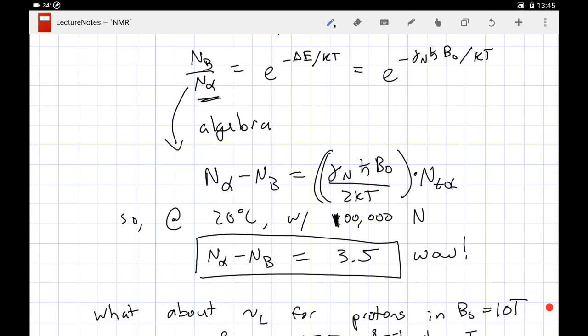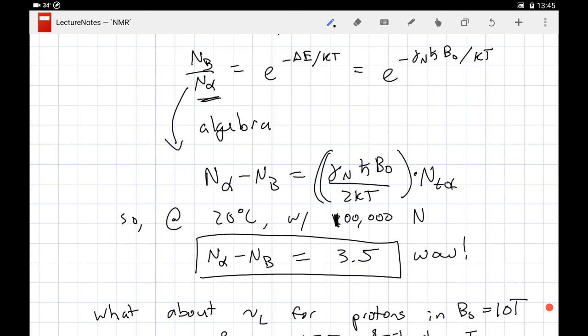For example, if you plug this in at 20 degrees Celsius and a sample size of 100,000, look at this, the difference in population between spin up and spin down is 3.5. It's crazy. So out of 100,000 molecules, you have roughly 50,000 molecules in spin up, 50,000 molecules in spin down, and a difference of 3.5. That's tiny, tiny. But NMR spectroscopy is very sensitive and is able to see that small difference.